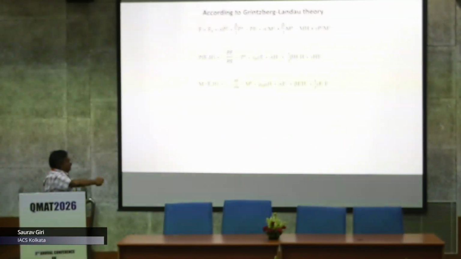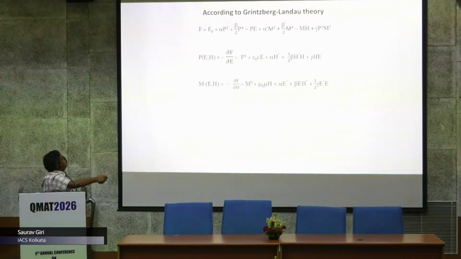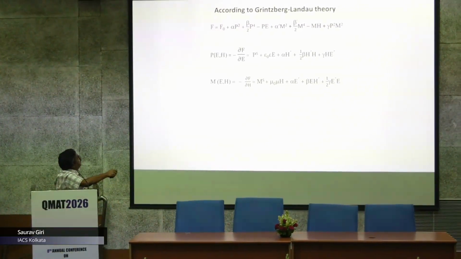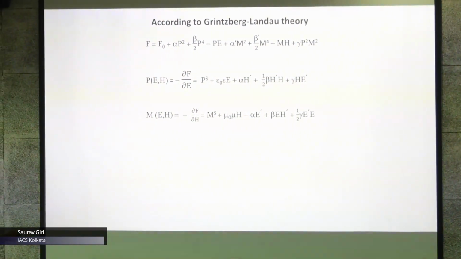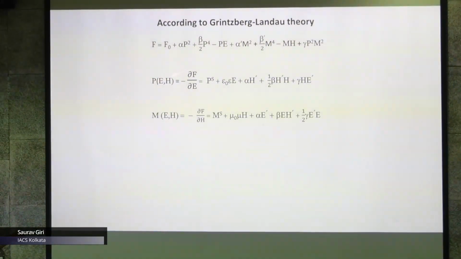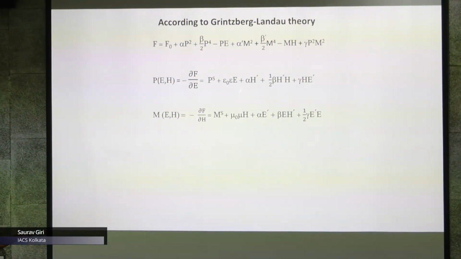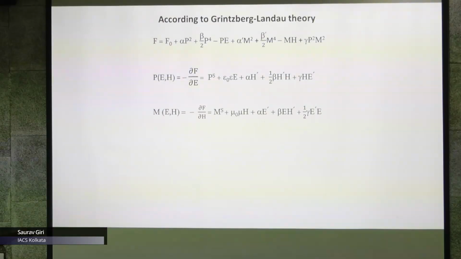So let me explain how this coupling issue can come from the Ginzburg-Landau theory. This is the free energy expression, where P is the polarization, E is the electric field, M is the magnetic polarization or magnetization, and H is the magnetic field. Now we see this term P. If you take a derivative with respect to E, that gives us P. And on the right-hand side, you see it consists of both E and H. So P is a function of E and H.